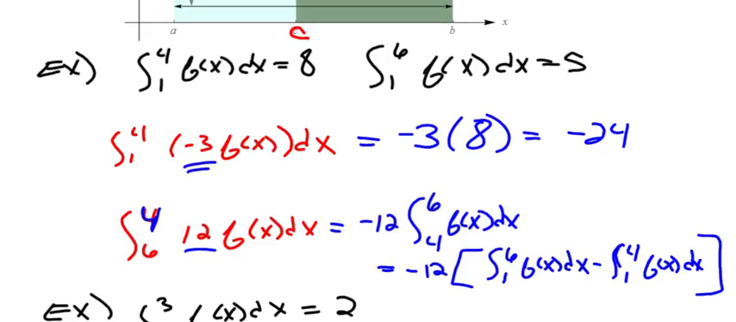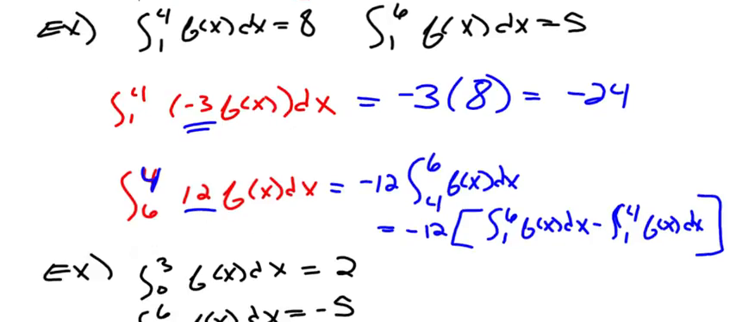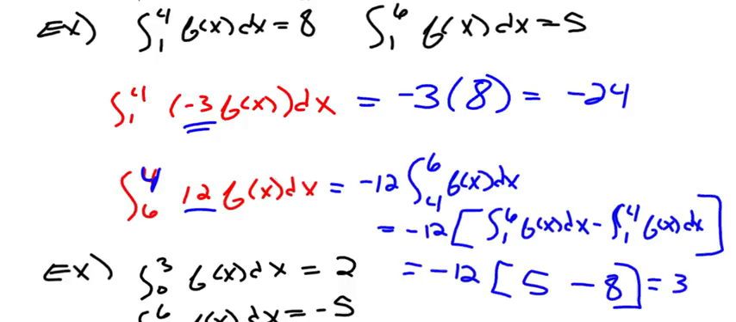So if I calculate it that way, my answer should be plugging in. I have negative 12, and the first function was 5, from 1 to 6, minus the function from 1 to 4, which had a value of 8. So I have now negative 12 times negative 3, or 36 is my answer.